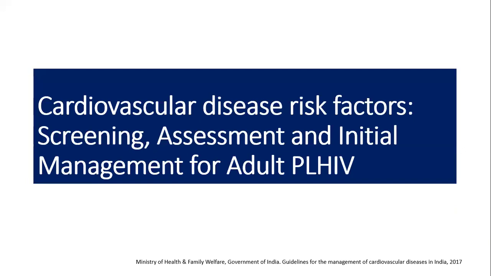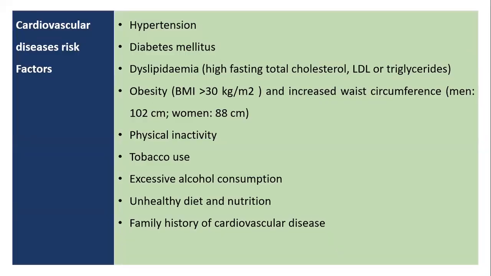Now, coming to cardiovascular risk factors, their screening, assessment, and initial management for adult PLHIV. We know well that hypertension, diabetes, dyslipidemia, these are all risk factors for development of cardiovascular diseases. Obesity, BMI of more than 30 kg per meter square, increased waist circumference for men more than 102 centimeter, and for women 88 centimeter. Physical inactivity, tobacco use, excessive alcohol consumption, unhealthy diet and nutrition, and family history of cardiovascular disease. All these are the risk factors for development of cardiovascular disease in the PLHIV.